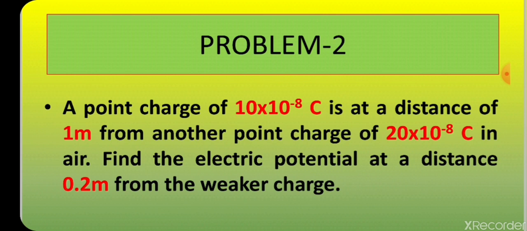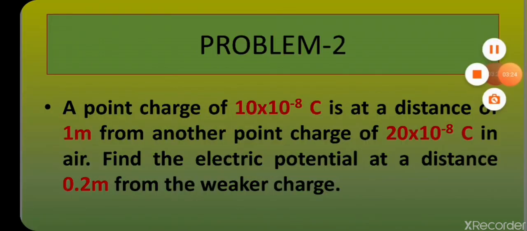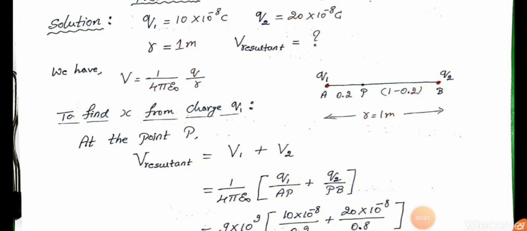We have to find the electric potential at a distance 0.2 meter from the weaker charge. Which one is the weaker here? 10 into 10 power minus 8, compared to 20, 10 is the weaker. So we have to find out the potential at a 0.2 meter distance from the 10 into 10 power minus 8 coulomb charge. Let's look at the solution.